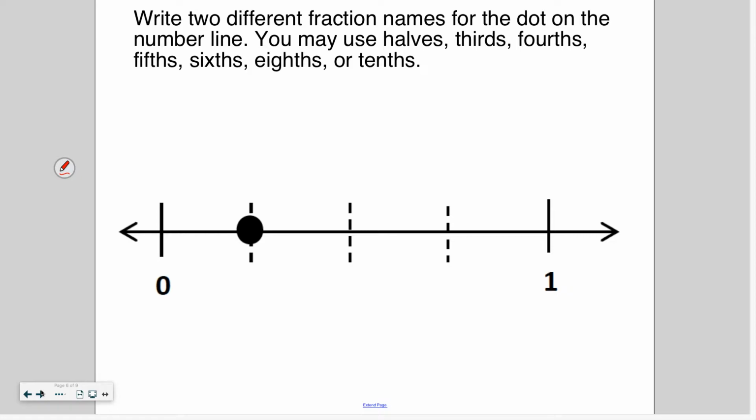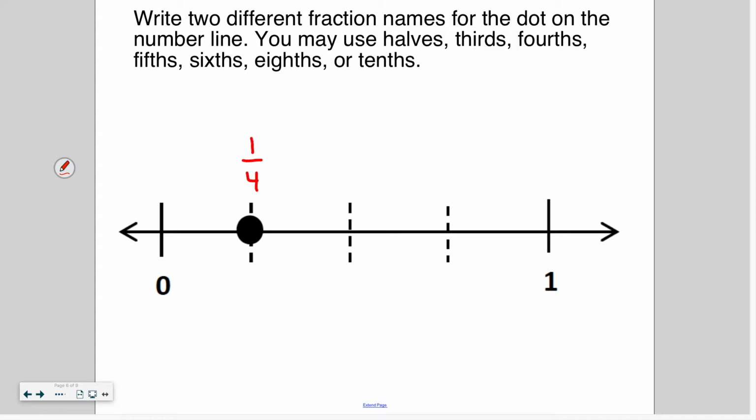So I see my number line here. It goes from 0 to 1. I see my point, and I want to label this point with two fractions. At first, just looking at it the way it is, I see there are 1, 2, 3, 4 parts to this number line. So this number line as it is represents fourths. 1/4, 2/4, 3/4, 4/4 makes 1 whole. So right now, this dot represents 1/4.